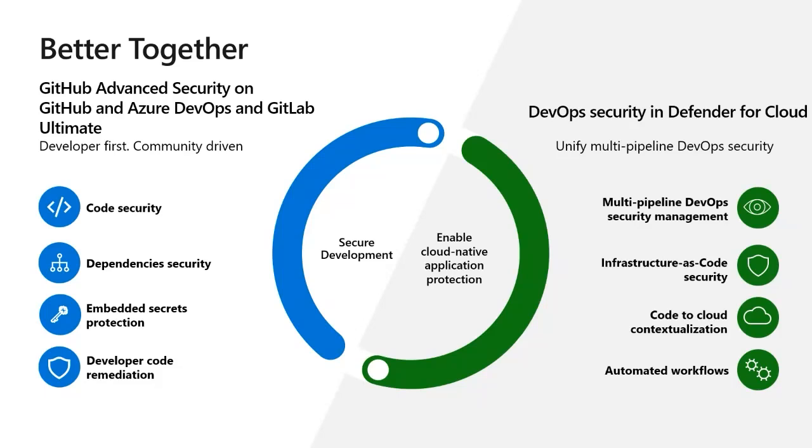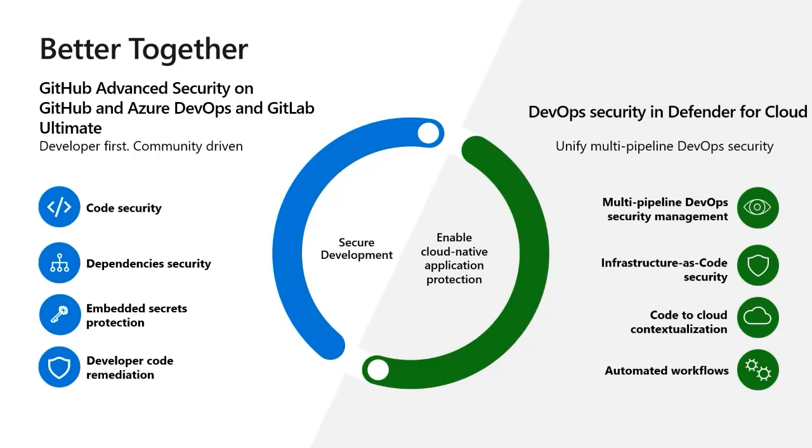Great, thank you, Lara. And as we see, there's lots of exciting new developments here in Defender for Cloud and DevOps security, but we do want to comment on what is the better together story with GitHub Advanced Security and GitHub Advanced Security for Azure DevOps, right? With GitHub Advanced Security and GASDO, as I refer to it, they are building proprietary, best-in-class application security tooling for code security through CodeQL, dependencies through Dependabot, secret protection, and developer code remediation integrated directly into their workflows.